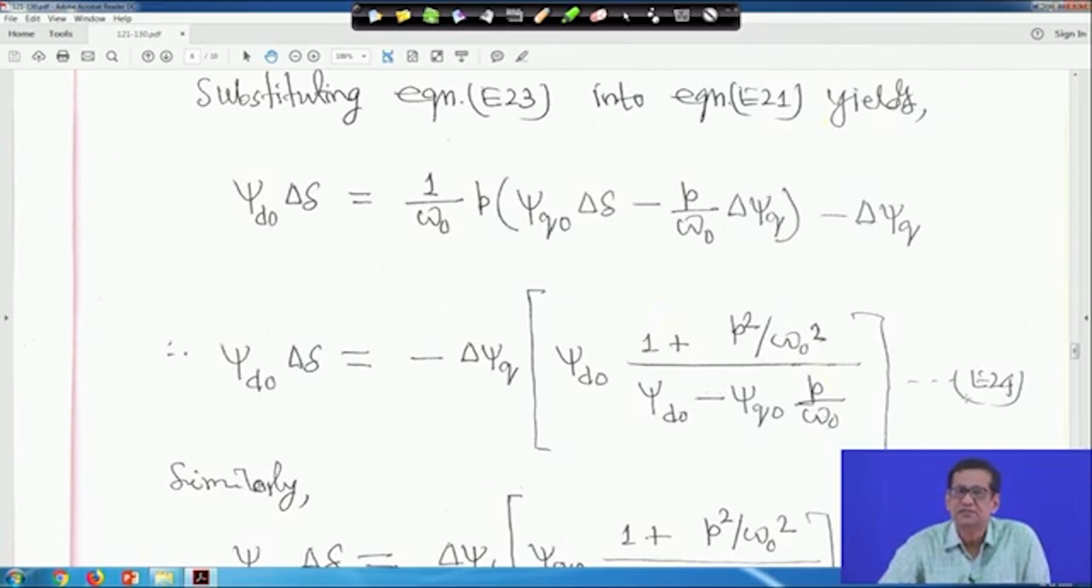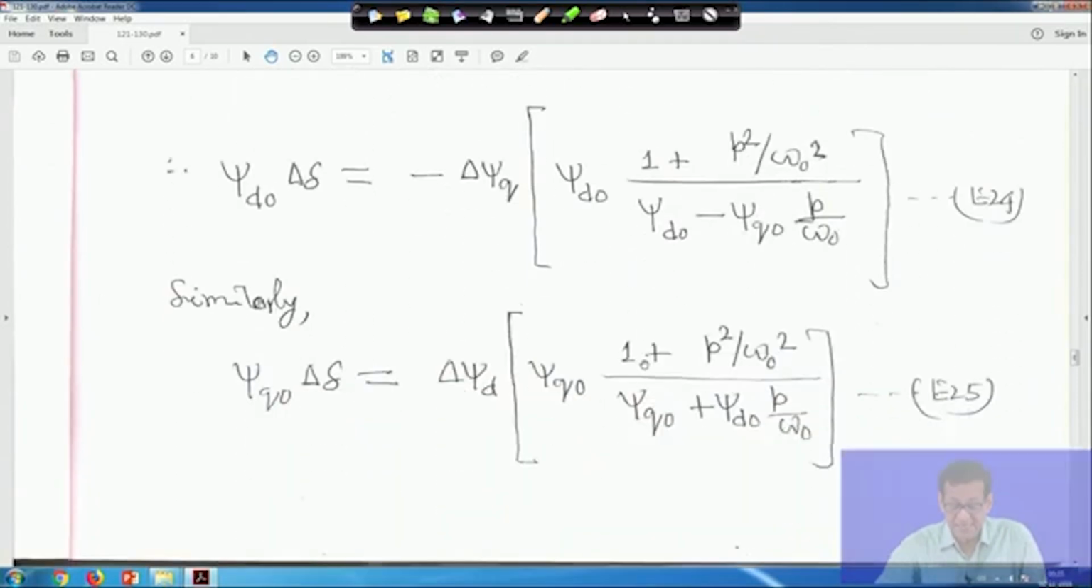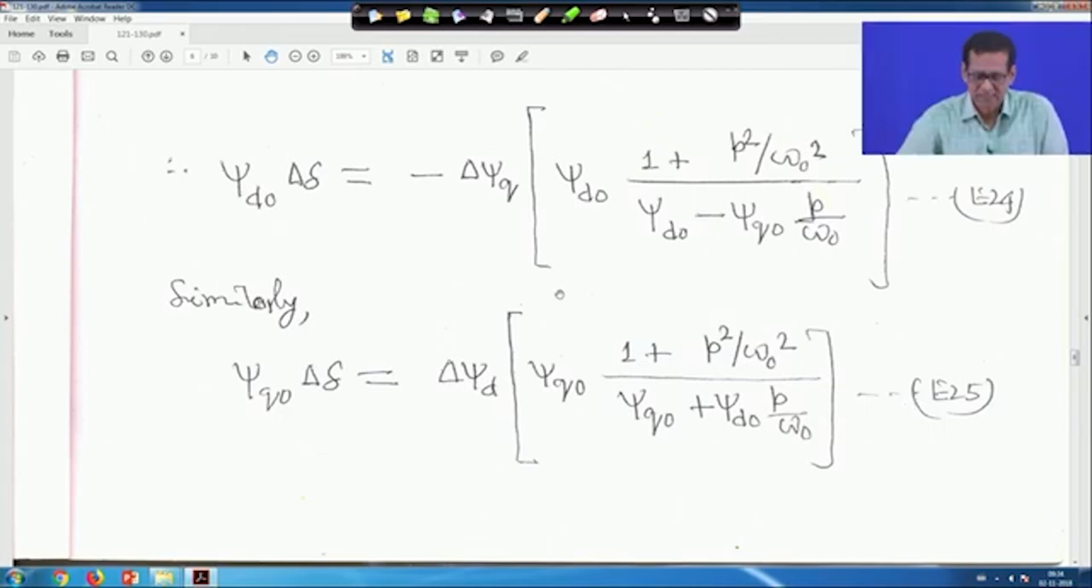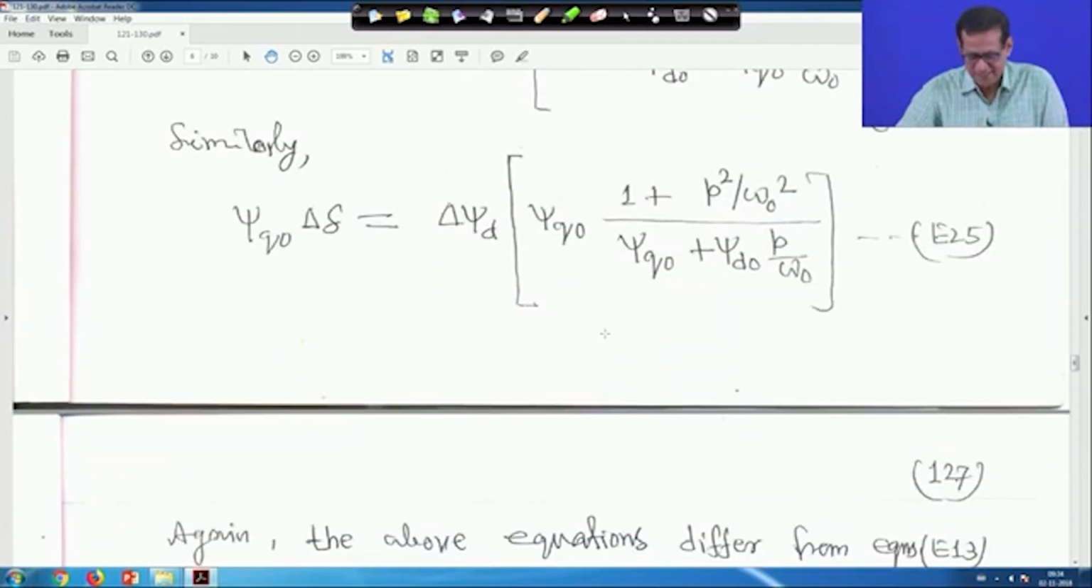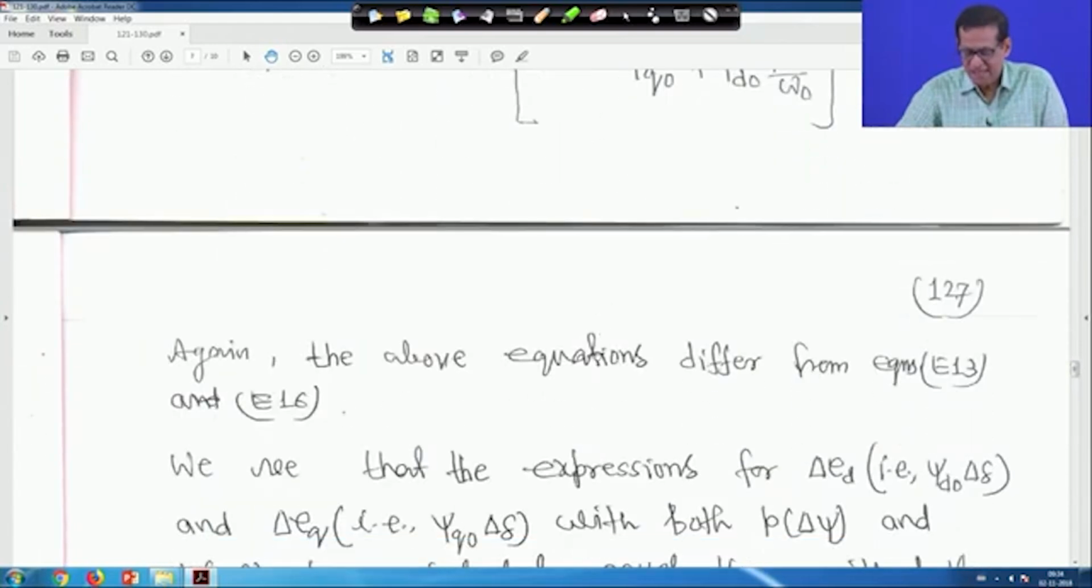This is equation E24. Similarly, you can get this the same way, and you will get psi q 0 delta delta is equal to delta psi d psi q 0 into 1 plus p square upon omega 0 square, divided by psi q 0 plus psi d 0 into p upon omega 0. This is equation E25, right. Most of the things I have worked out for you, but a little bit you have to do on your own, right. Again, the above equations differ from E13 and E16, right.